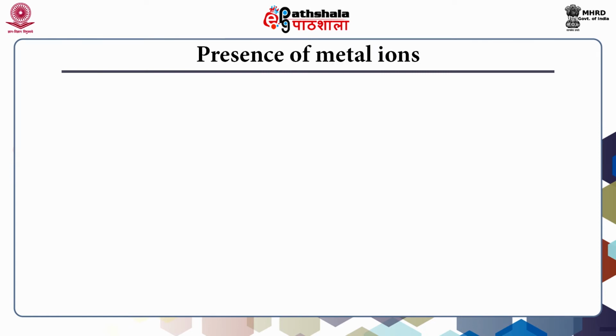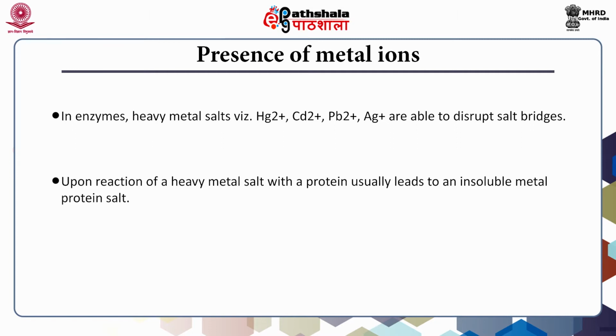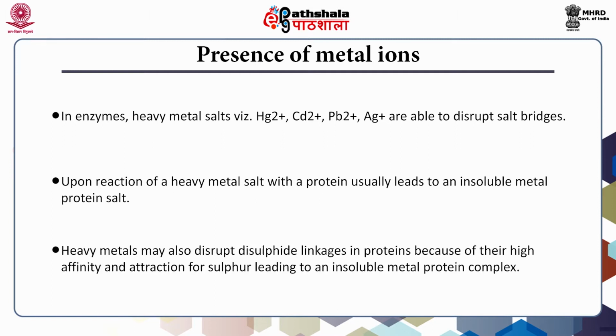Presence of metal ions. In enzymes, heavy metal salts such as salts of mercury, cadmium, lead and silver are able to disrupt salt bridges. Upon reaction of a heavy metal salt with a protein, it usually leads to the formation of an insoluble metal protein salt. Heavy metals may also disrupt disulfide linkages within proteins due to their high affinity and attraction for sulfur, leading to an insoluble metal protein complex.